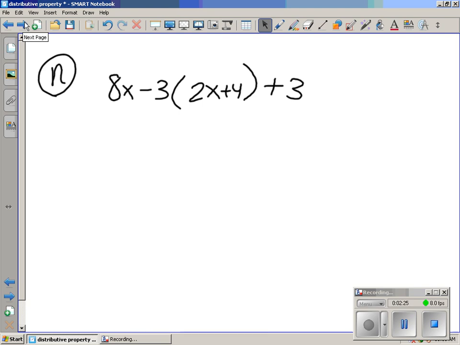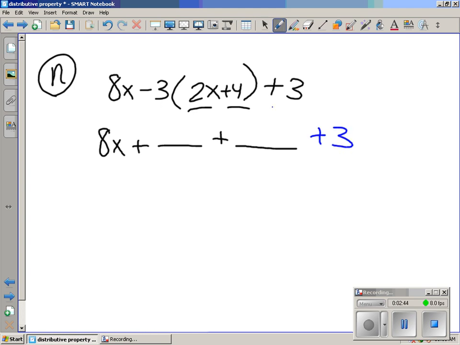Letter N. We copy down the 8x. I write an addition sign to signify the start of the distributive property section. And then I'm going to write 2 blanks because there are 2 numbers here. And then I continue the rest of the problem at the end. What I also want to do is I want to put a rectangle around the distributive property section. So it always includes the number in front of the parentheses, including the sign in front of that number, and everything in the parentheses.